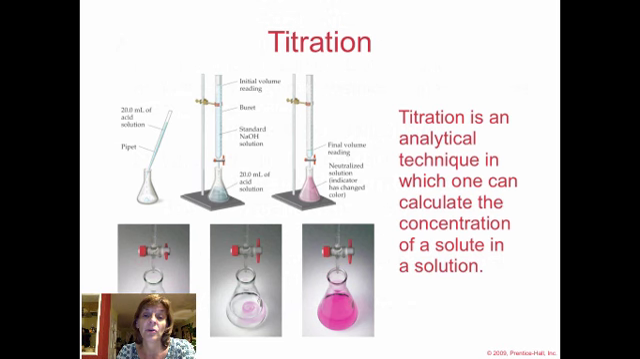All right, finally we're going to do a virtual titration in this unit, and we'll do many more later. But for now, we're going to try the analytical technique in which one can calculate the concentration of a solute in a solution by comparing to a known concentration. We will use a phenolphthalein acid-base indicator, which will turn pink just when it turns basic. And we'll do some practice problems in class.